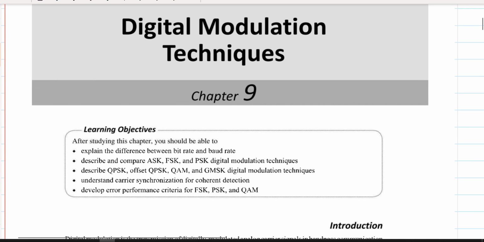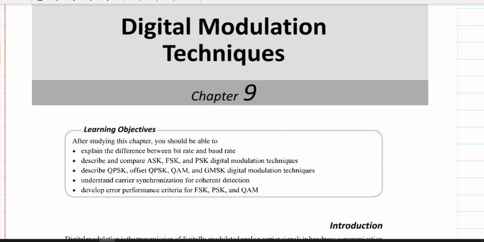So to start with, we just mentioned that there are a number of learning objectives that we should have in mind at the end of the lecture or at the end of the topic. One, we should be able to explain the difference between the bit rate and baud rate, and describe and compare ASK, FSK, and PSK modulation techniques. That is at the end of probably lecture 7, when we anticipate to have finished discussing all the digital modulation techniques.